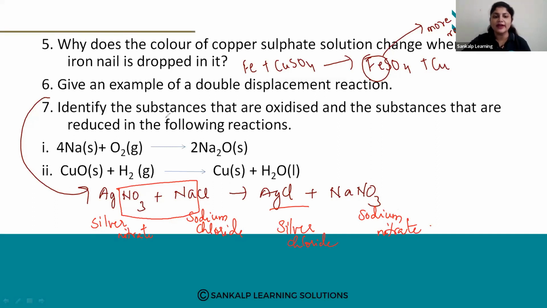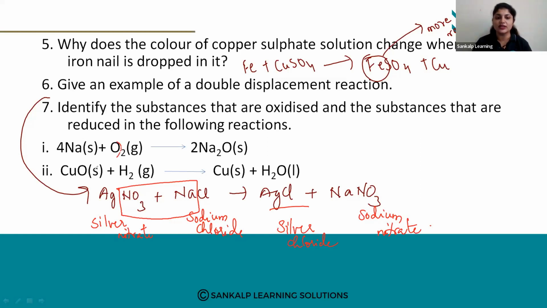The next question is, you have to identify the substances that are oxidized and the substances that are reduced in the following equations. So you have to tell what is oxidized and what is reduced. First equation: 4Na plus O2 giving you 2Na2O. So what is happening here? In the first equation, the sodium is getting oxidized with the addition of oxygen.